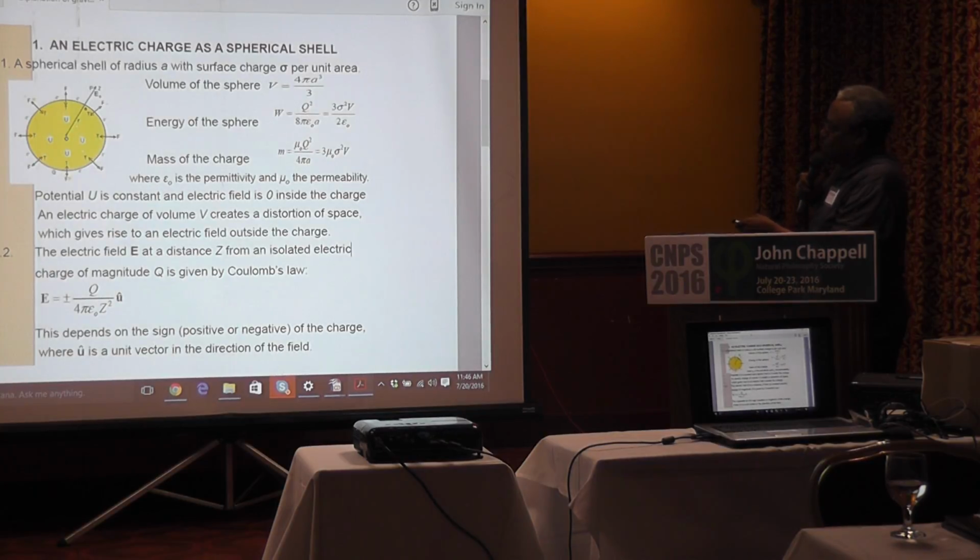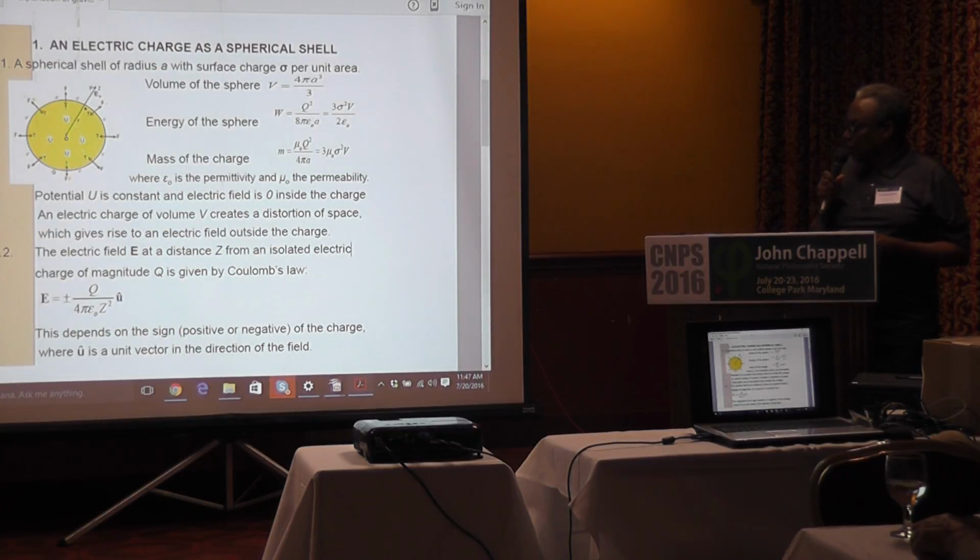The yellow thing there is supposed to represent a spherical shell of radius A with surface charge sigma. Such a charge will have a volume. This is a well-known formula for volume of a sphere. Such a charge will have intrinsic energy. This is also a well-known formula. Such a charge will also have mass. This formula for mass of an electric charge is not a well-known formula.